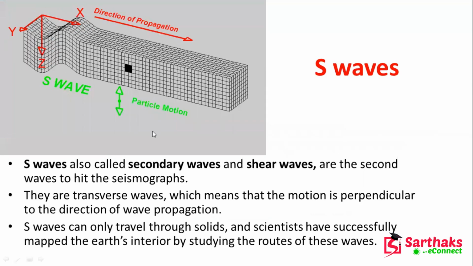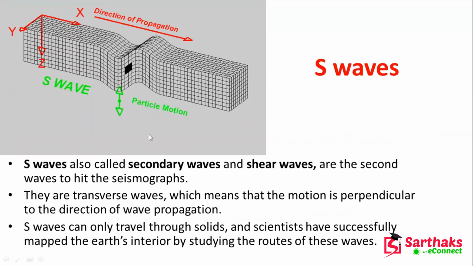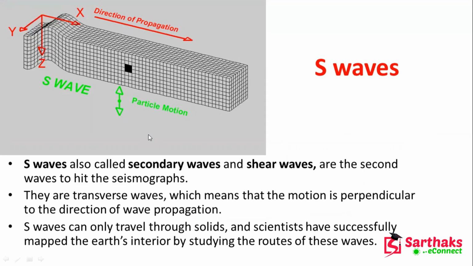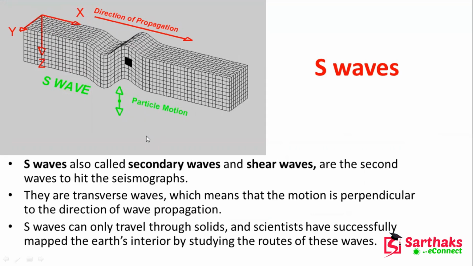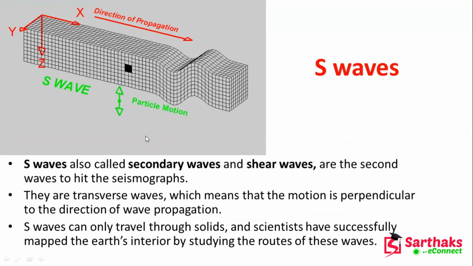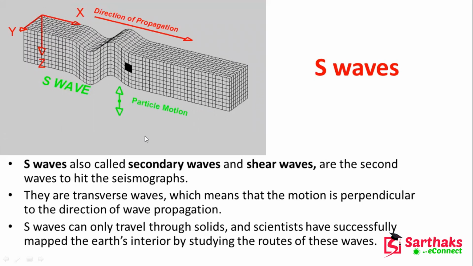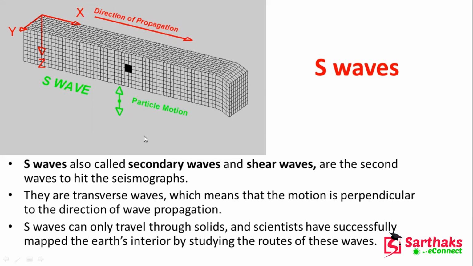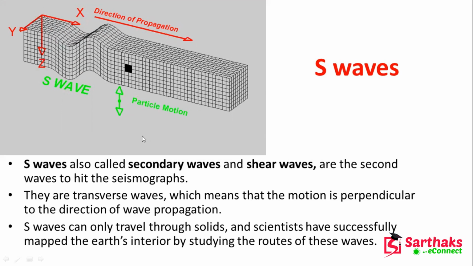Now you see the S wave in the picture. What is the S wave? Here you can see the direction of propagation and the particle motion. This is the S wave, also called the secondary wave or shear wave, and they are transverse waves, which means that the motion is perpendicular to the direction of wave propagation.